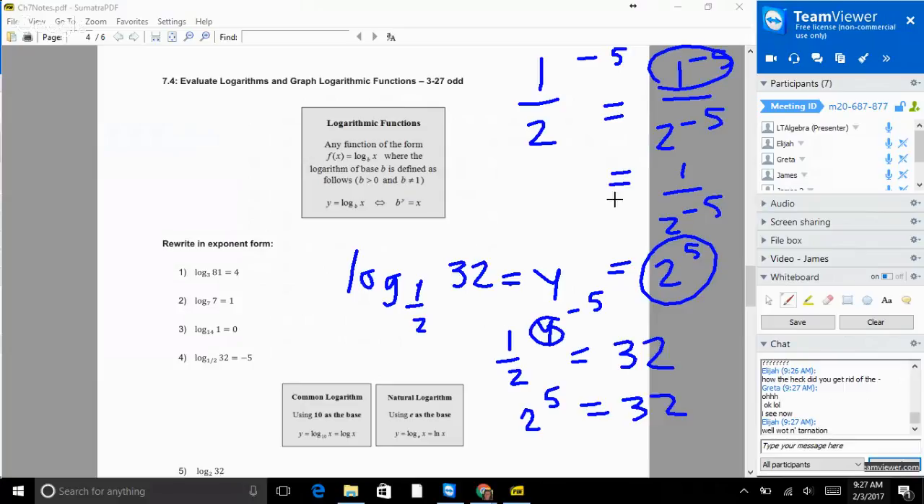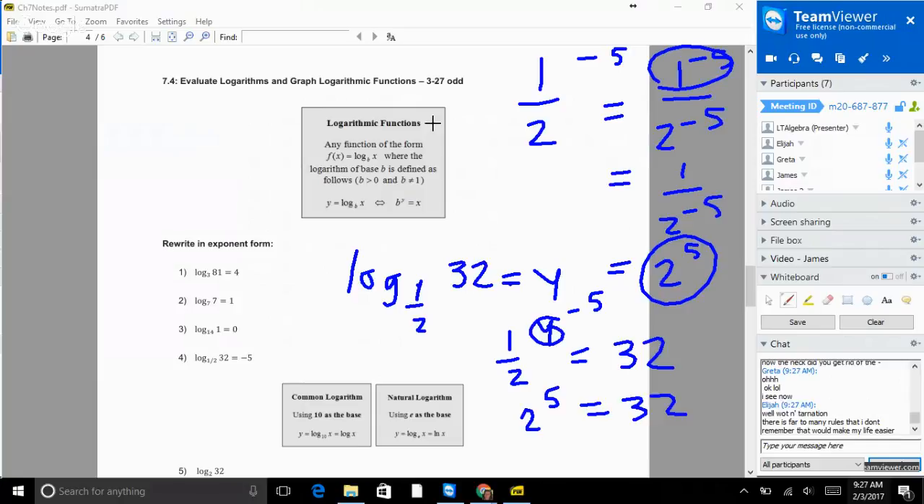All right, this one, log base 1/2 of 32, I wouldn't necessarily expect you to solve that out. So for numbers 3 and 5, you just have to rewrite the logarithmic function. And then the rest, we're just going to evaluate using a calculator. I just want you to understand what the concept is.